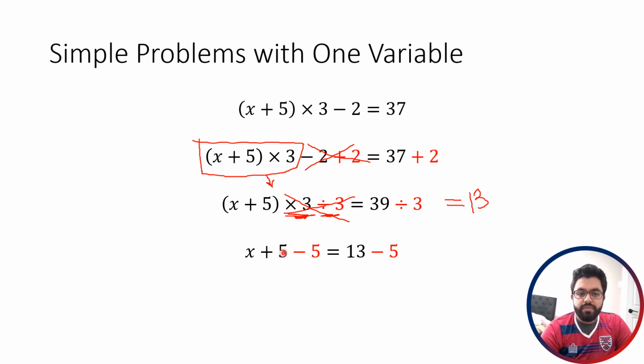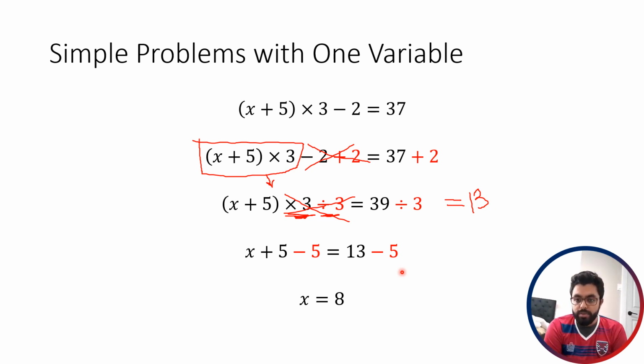Now we've got x plus 5, and we want to get rid of the plus 5. So we subtract 5 from this side. x plus 5 minus 5, the plus 5 minus 5 is nothing, so we're left with just an x here. And then on the right side, 13 minus 5 gives us 8. And so there you get an answer of x equals 8.